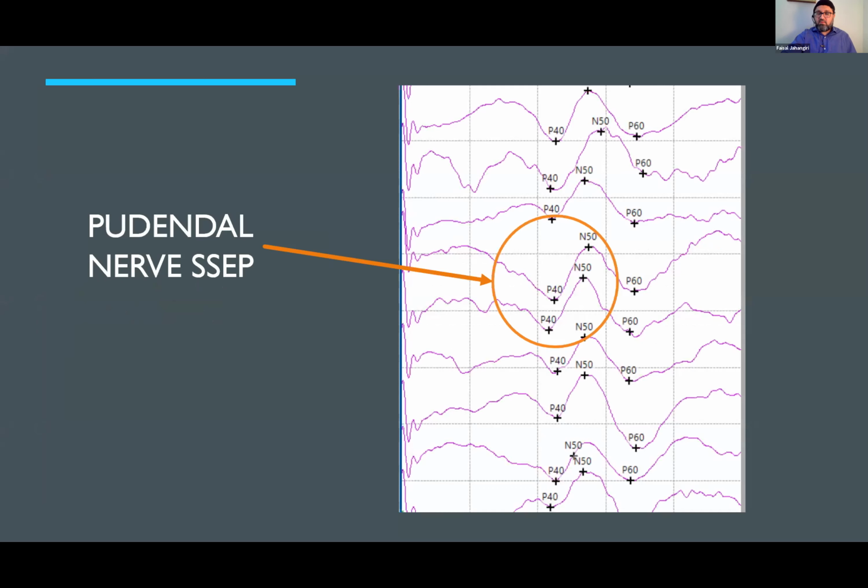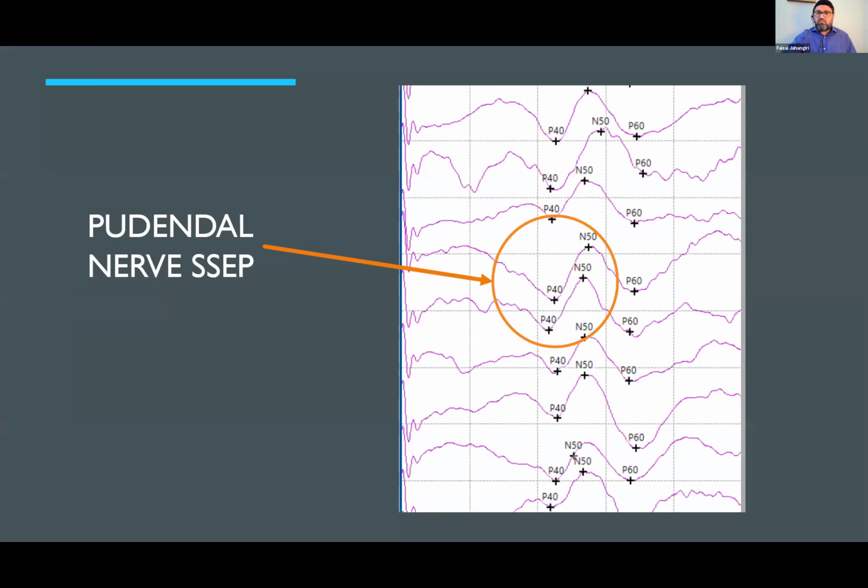You can add subcortical responses, which are not as reliable, but it's always good to have them. The cortical responses look like a W, with a P40 down peak followed by an N50 up peak and then a P60 down peak. We can do continuous stimulation along with the other SSEPs and record.